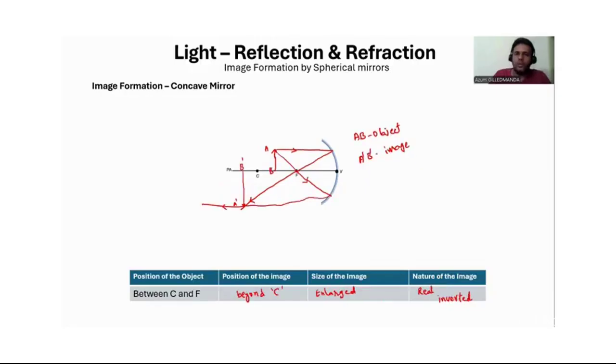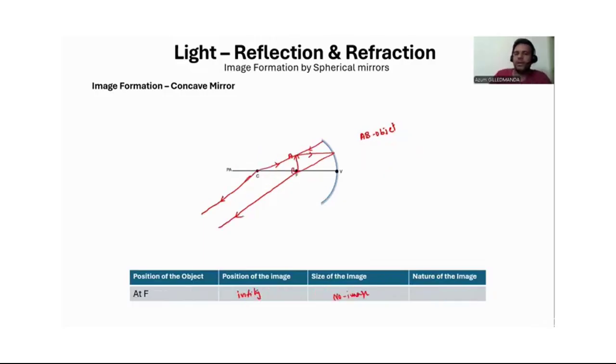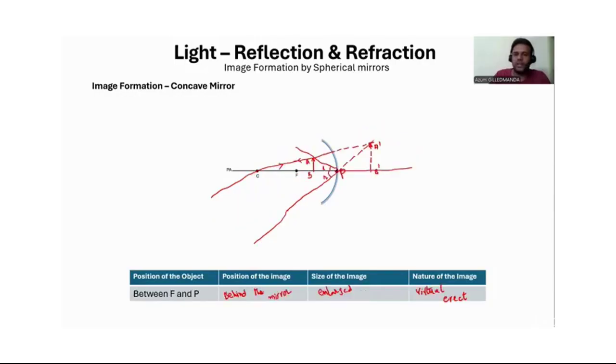Now what happens if the object is between C and F? We get an image which is beyond C, that is enlarged, real and inverted. Now what happens if the object is at F? The position of the image is at infinity, so we cannot say what the size and nature of that image are. And what happens if the object is between F and P? The image is behind the mirror. This is the only special scenario where we get a virtual image using the concave mirror.